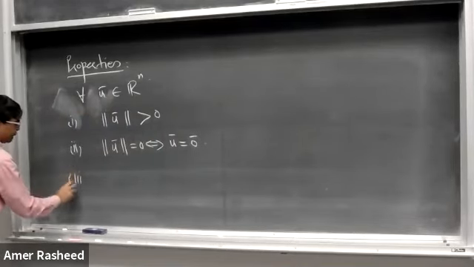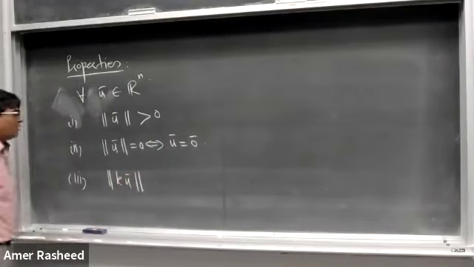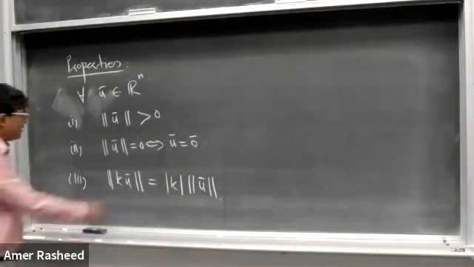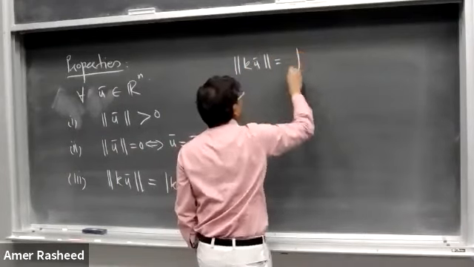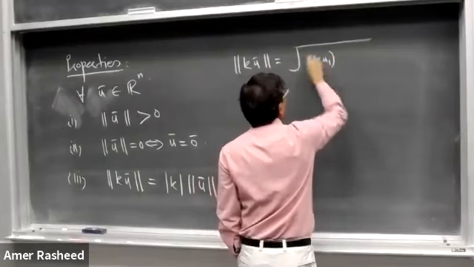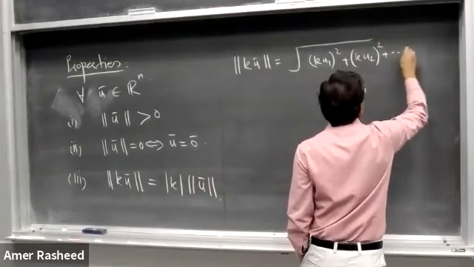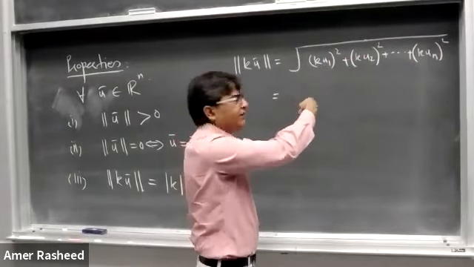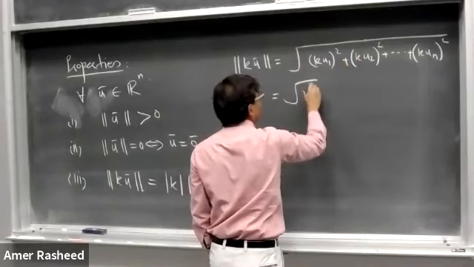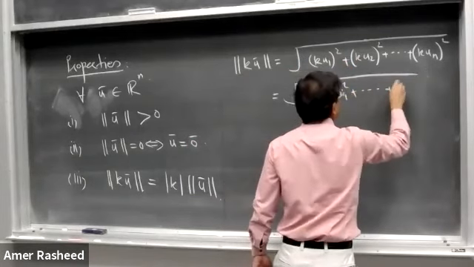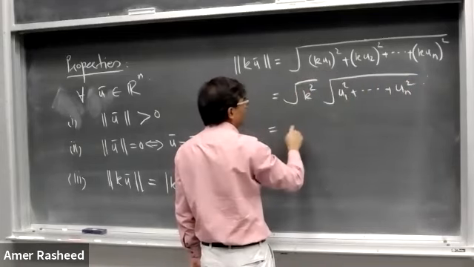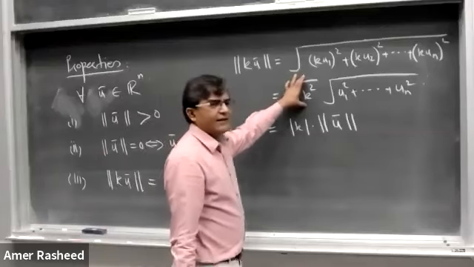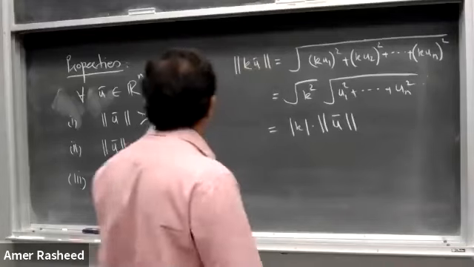Number three is the norm of a scalar multiple of a vector is equal to the mod of that scalar times the norm of that vector. Why does this happen? If you have k times u, then the norm is the square root of (k u1) whole square plus (k u2) whole square plus so on plus (k un) whole square. Now you can take k square common outside, which gives the square root of k square times the square root of u1 square plus so on plus un square. Now what is the square root of k square? It is mod of k times the norm of u. I hope you know this. The square root of k square is mod of k. So technically this is true.